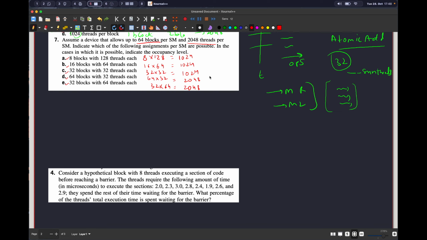Indicate which of the following assignments are possible. In the case which is possible, indicate the occupancy level. So if we are following the first case, we are only using 8 blocks of 128 each. So the occupancy level would be 50% in this case. And in these two cases, it will be 100%, right? I hope I am correct with this.